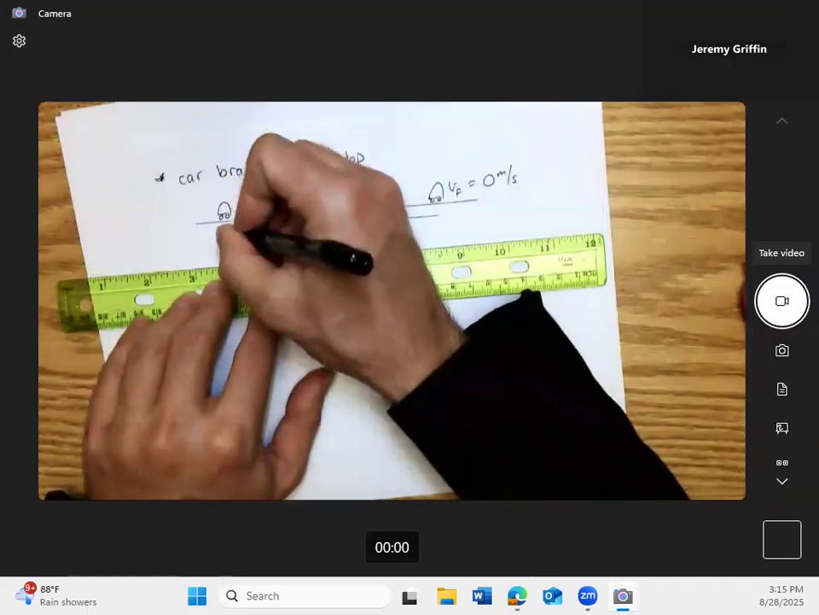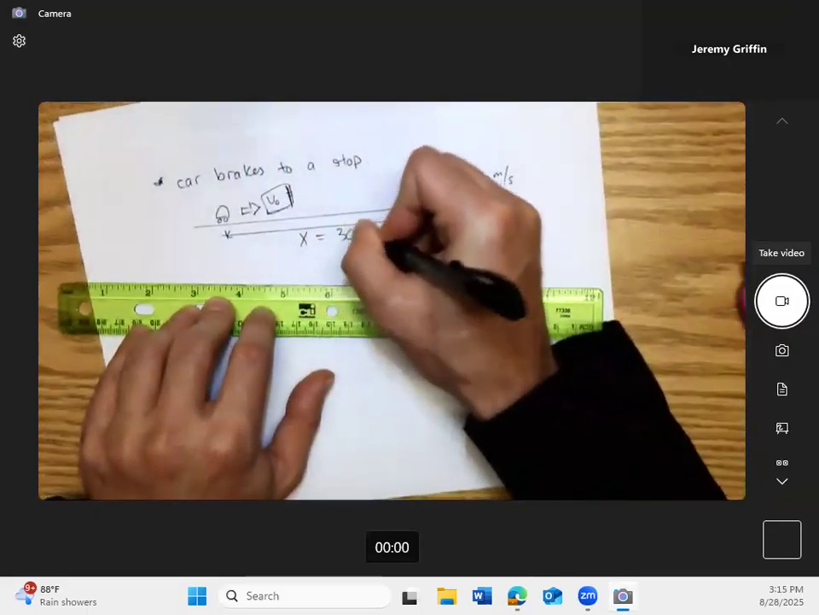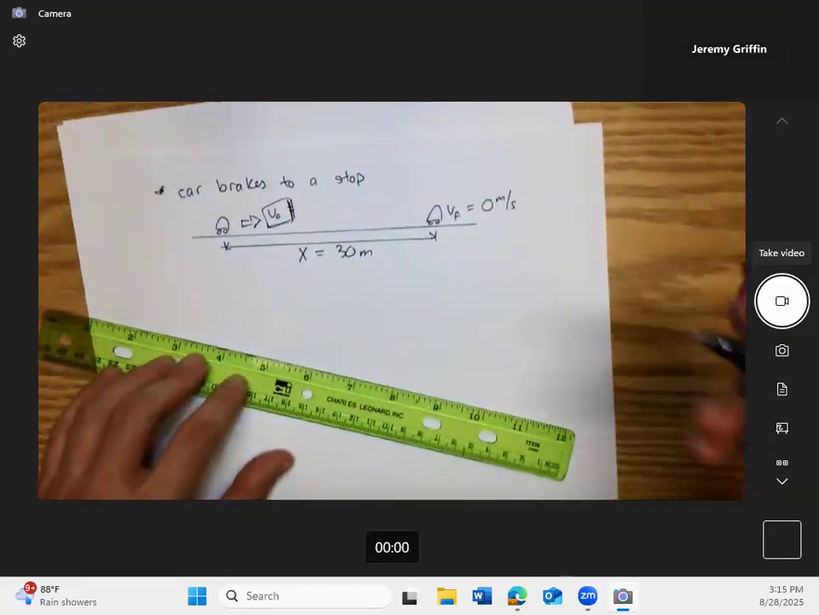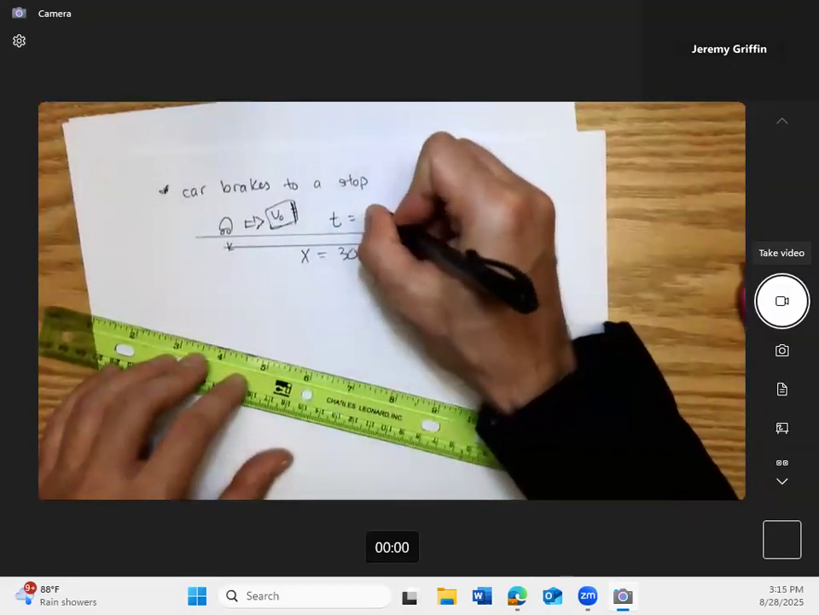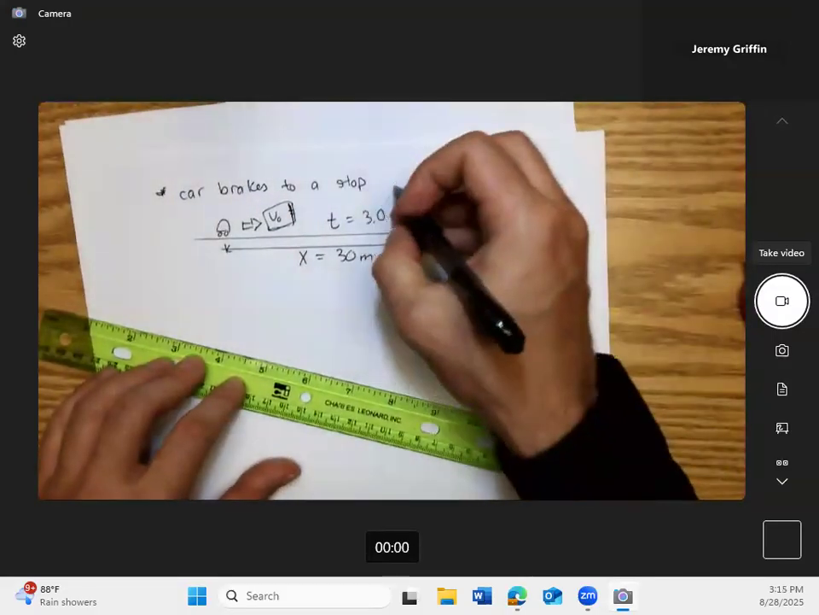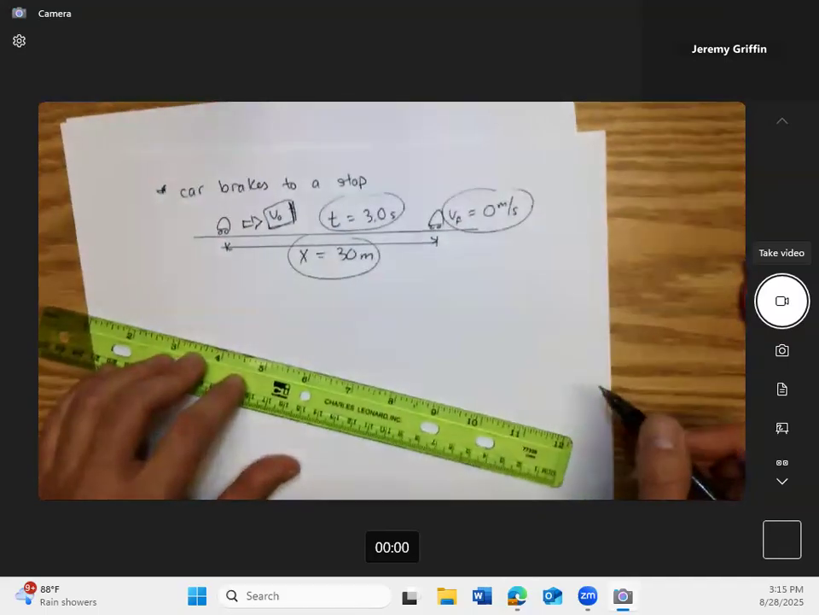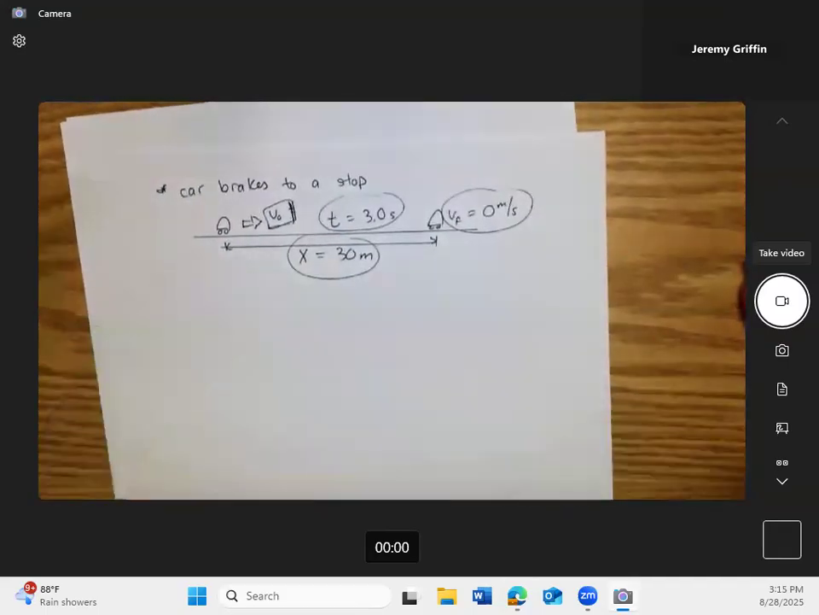I know the final velocity is 0 meters per second. I know that from here to here, x equals 30 meters, because that was given. And I also know the amount of time that took was 3.0 seconds. That's it. But I do have 3 kinematic values, 1, 2, 3, so this is solvable in principle. You guys get that?